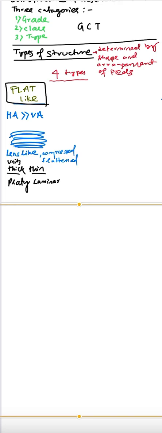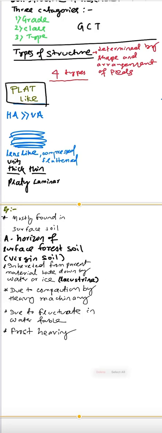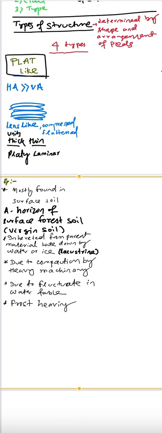Where is this platy structure found? It is majorly found in the surface horizon, or we can say a horizon of forest soil or virgin soil. Then next, it is also inherited from the parent material, which is transferred by water or ice and may be deposited over lakes, hence it is called lacustrine. In the lacustrine area we can also find the plate-like structure.